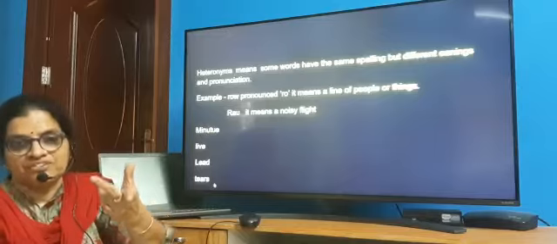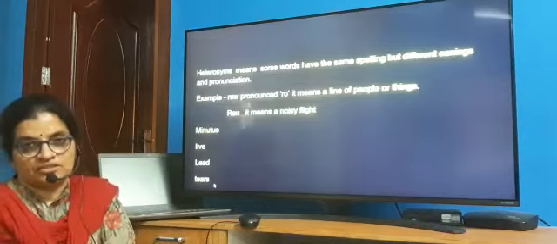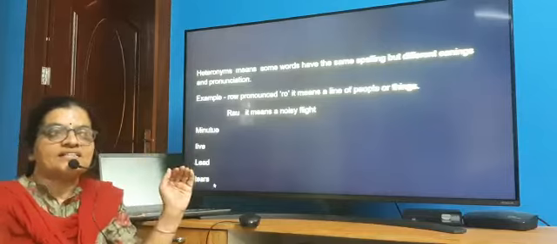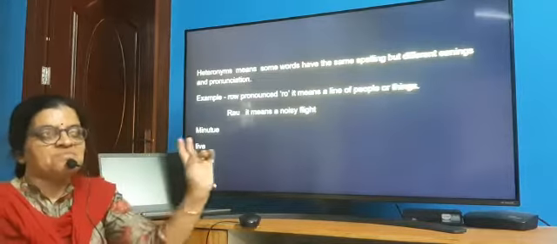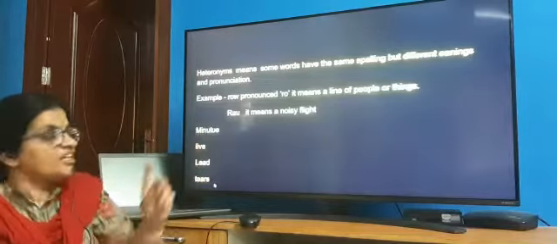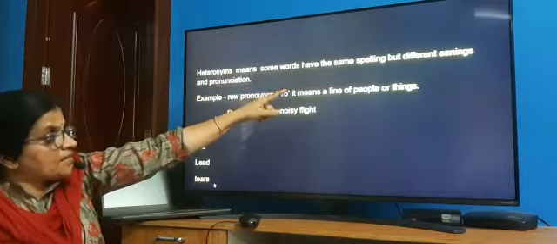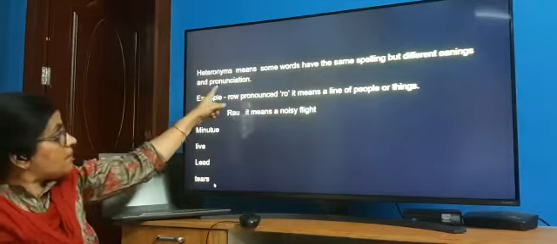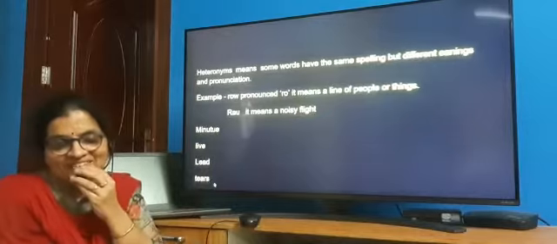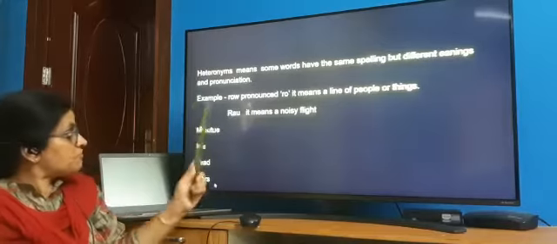The meaning is different. When we pronounce it, at that time the meaning will change. That is night, the spelling also will change. But here the spelling is the same, but in different sentences and situations, the meaning will change. That is heteronyms, which means some words have the same spelling but different meanings and pronunciation.